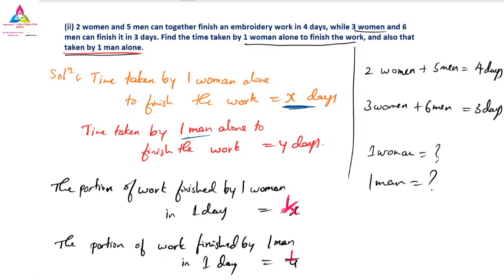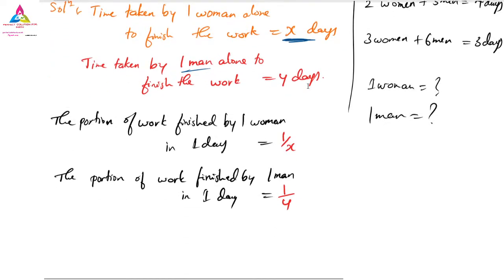Similarly, the man is what? 1 by y. Does anyone have a doubt in this? You can ask me. 1 by x portion of the work is finished by one woman, and one man finishes 1 by y. Those who have a doubt here, you can ask me. Anyone have a doubt? Okay.